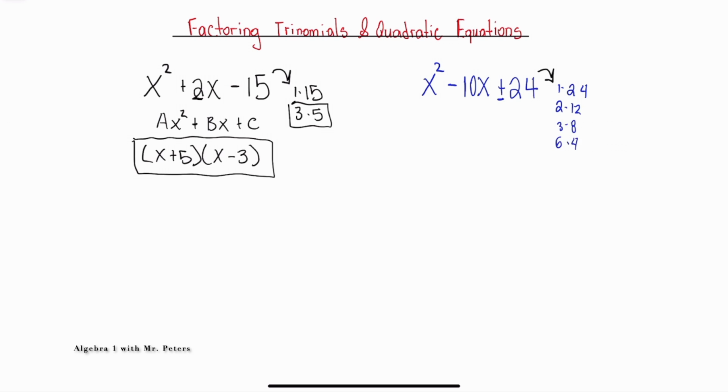And a lot of times students are going to think 12 and 2, but if both those signs are negative, negative 12 plus negative 2 will not give us a negative 10. So we're going to have to use 6 and 4. So we have x minus 6 times x minus 4. And when we multiply this back, we'll get the positive 24. And when we add, we'll get the negative 10x in the middle.